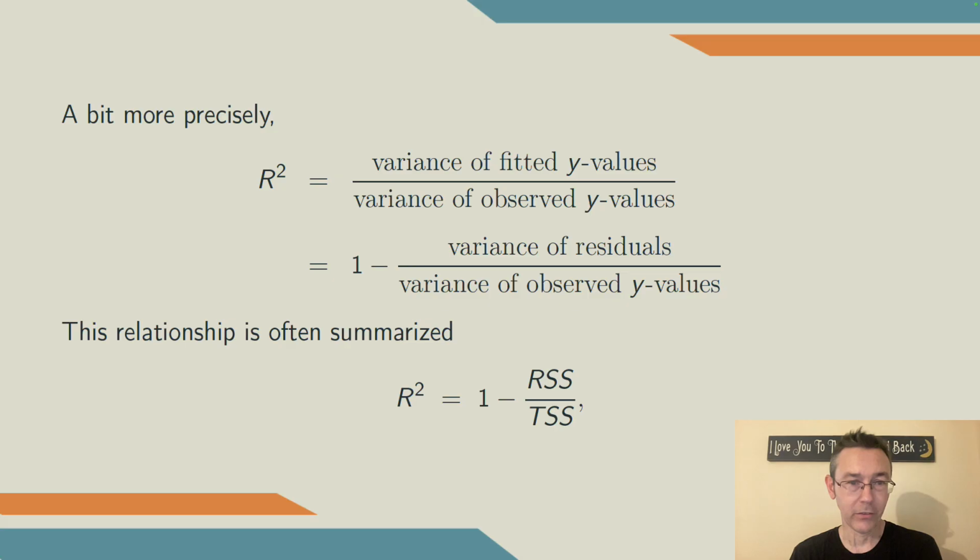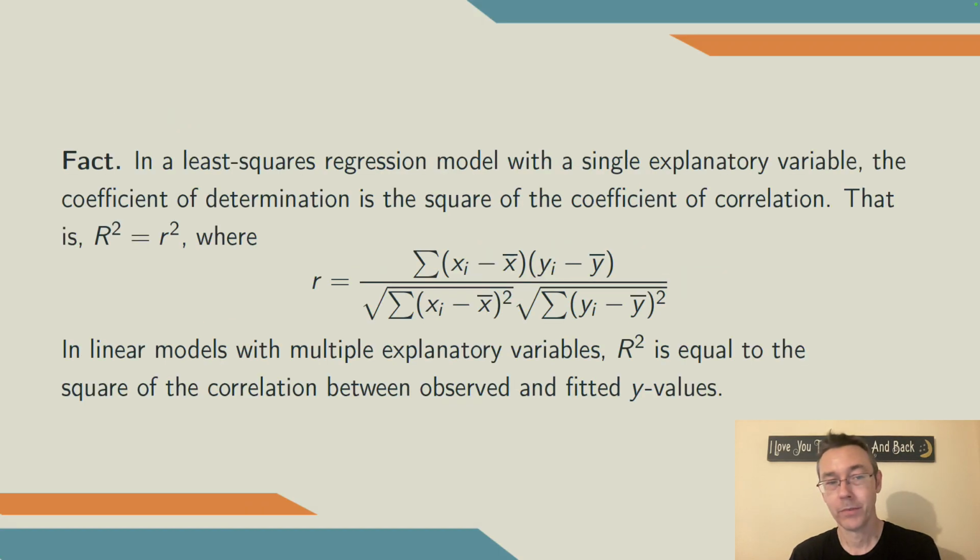A bit more precisely, r squared is defined in terms of the variance of the fitted y values. So you take all your x values in your data set, you plug them into the regression equation to get the y values, you take the variance of that, divided by the variance of the observed y values. So that's literally just the variance of the y sub i, the observations of the y values in your data set. Using some math, you can show that that's equal to 1 minus the variance of the residuals divided by the variance of the observed y values. A relationship that often gets summarized: r squared equals 1 minus RSS over TSS, residual sum of squares over total sum of squares.